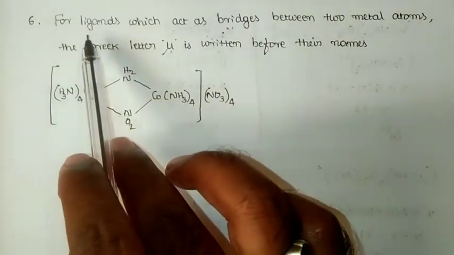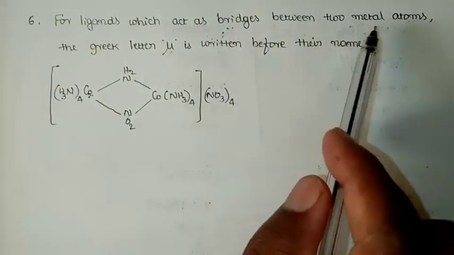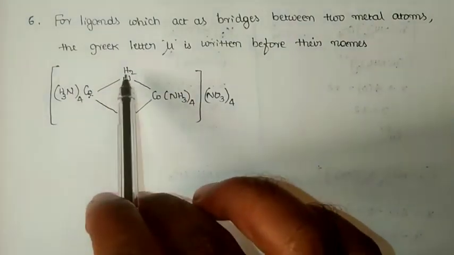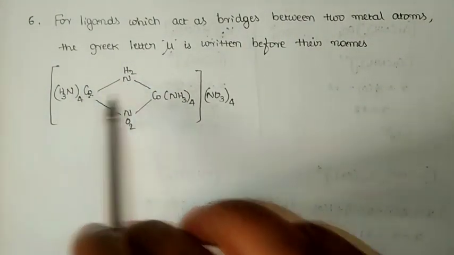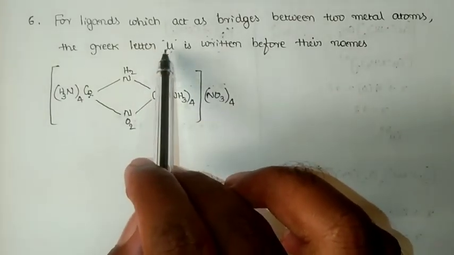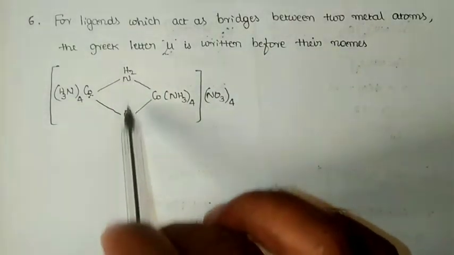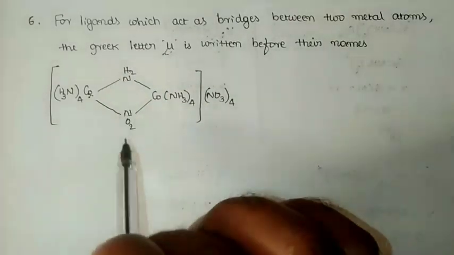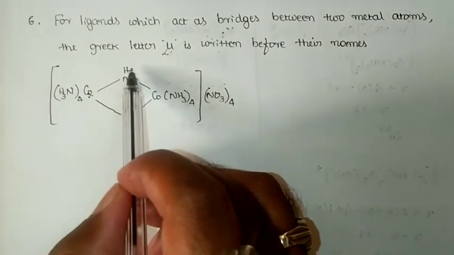So how to give the names when the complex is having bridged ligands? For this we can follow this rule. When you are having a ligand which is acting as a bridge between 2 metal atoms, then in order to say that a particular ligand is acting as a bridge between the 2 metal atoms, we have to use the Greek letter mu, and that is supposed to be written before the name of the ligand which is actually acting as a bridge. And here you can notice we have another ligand NH2.